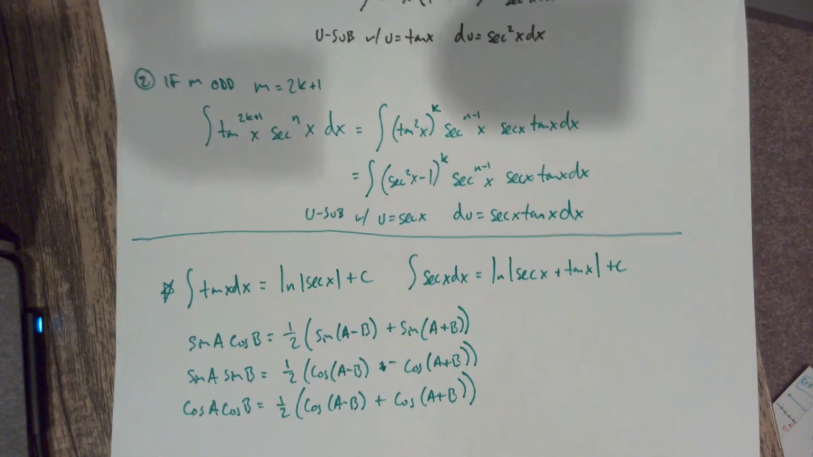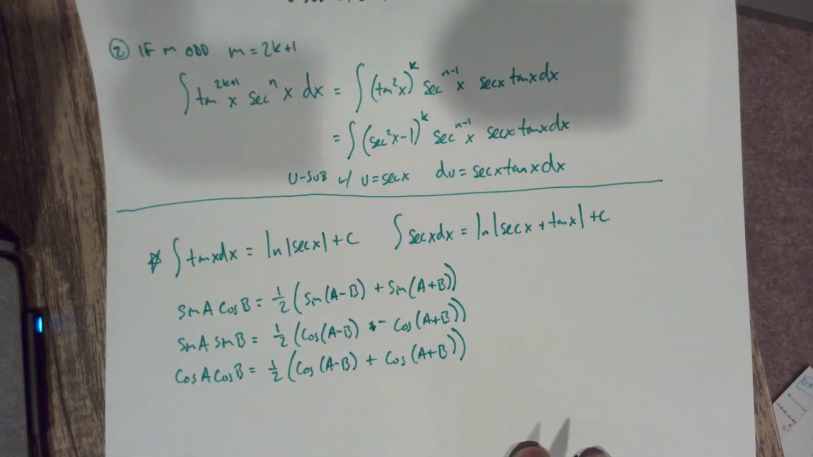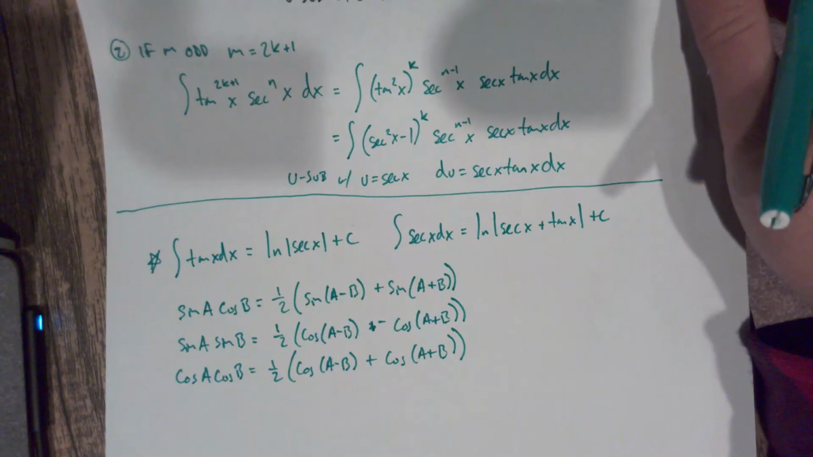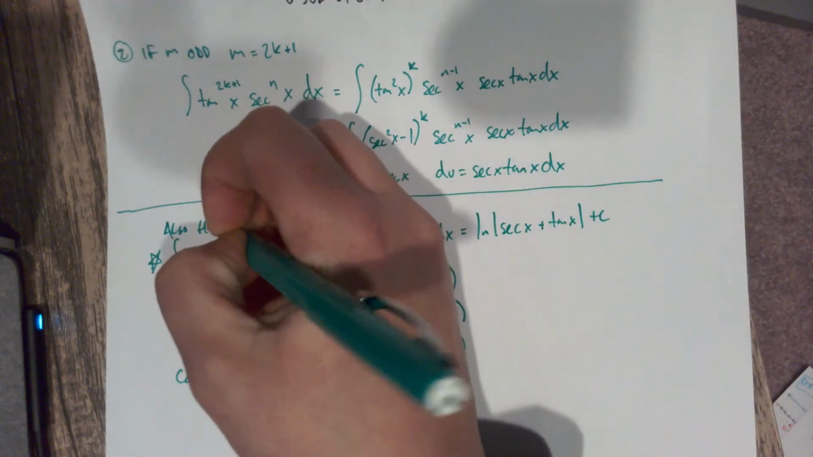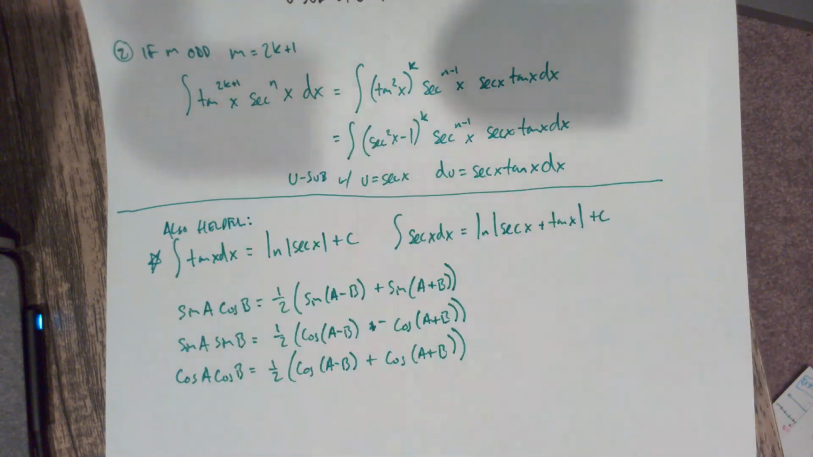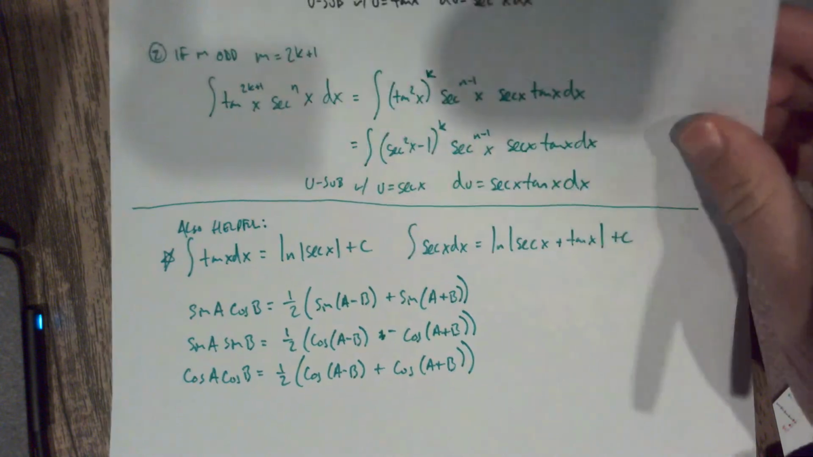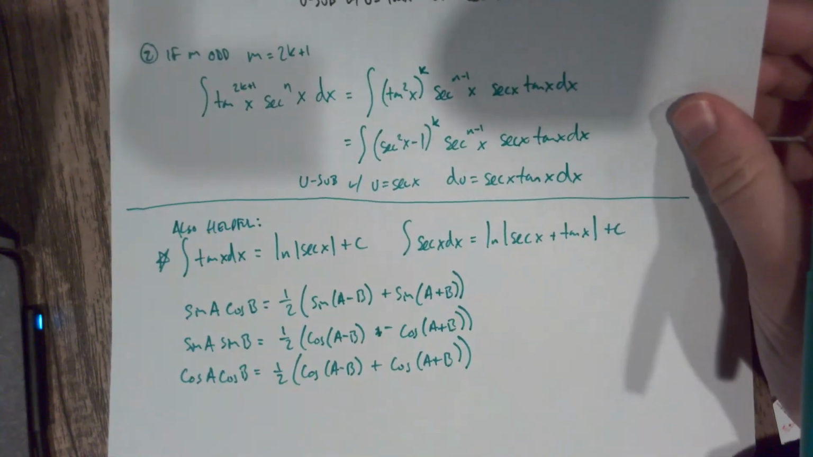So those are some other potentially helpful identities that we could be using when we do integrals with different powers of trig functions. Okay. So here we go. Let's do an example of how a problem like this might actually work out with our u substitution and everything.